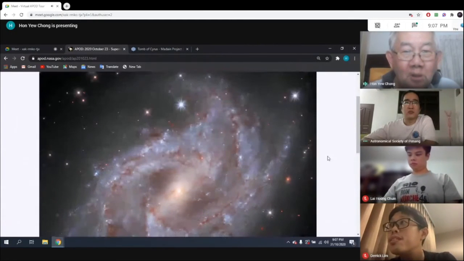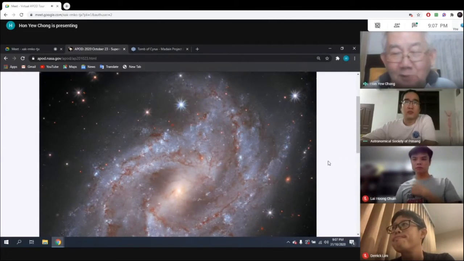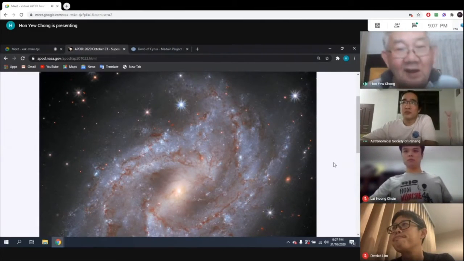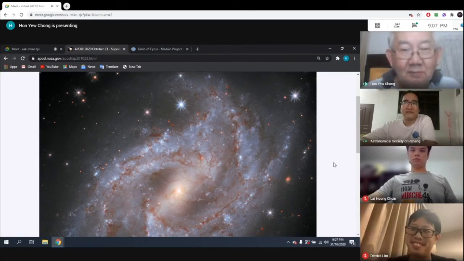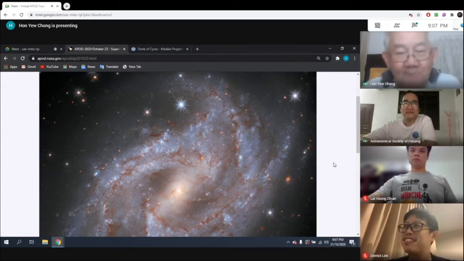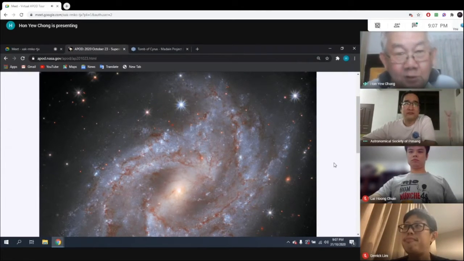NGC actually stands for New General Catalog. Some people get the meaning wrong and think New General Catalog means it came out last year. No, it was 1888, more than a century ago, by Emil Dreyer, a Danish-born astronomer working in Britain. He compiled this catalog, the NGC, New General Catalog, so this is 2525.